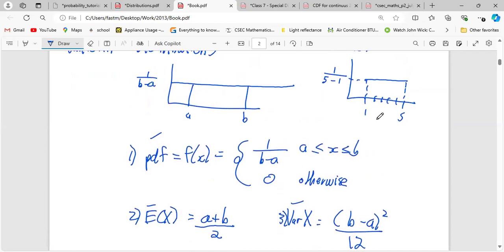Let's see if I have anything else. Right, yeah, so one more, to cover all the bases. So the last one is the exponential.